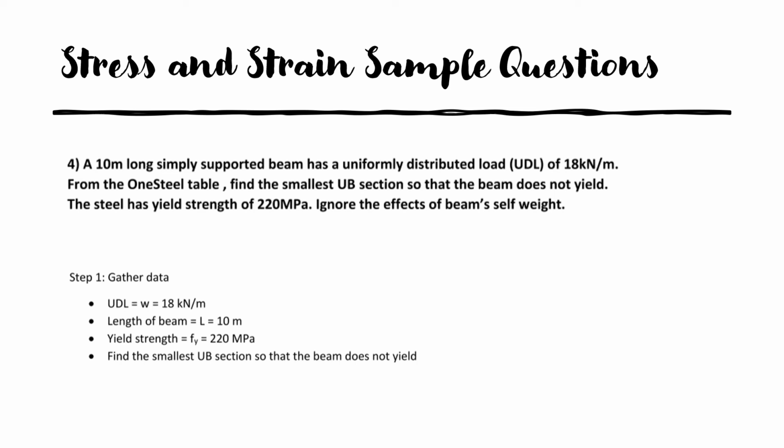So as usual, the first step to solve a calculation question like this is to gather data from the question asked. From the question, we can see that the UDL is 18 kN per meter, the length of the beam is 10 meters, and the yield strength is 220 MPa. After we find this information, we are to find formulas and rearrange them for the calculation and hence determine the smallest UB section so that the beam does not yield.